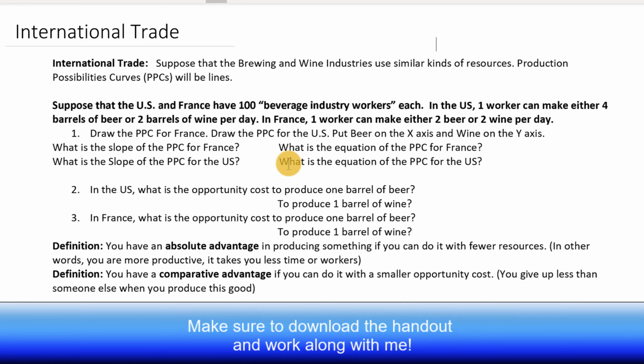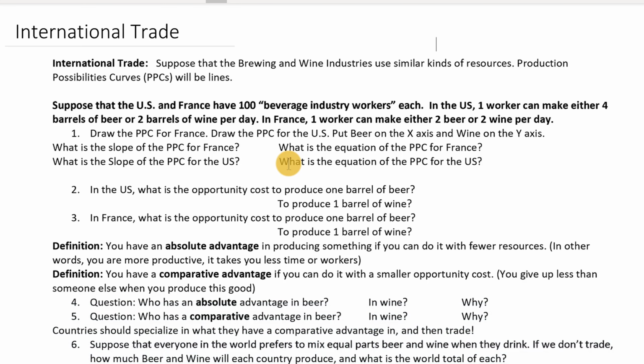All right, in this example, we're going to go through looking at international trade. And in order to do this, we're going to be bringing together a few different ideas that you should already know. Let's just talk about them real quickly.